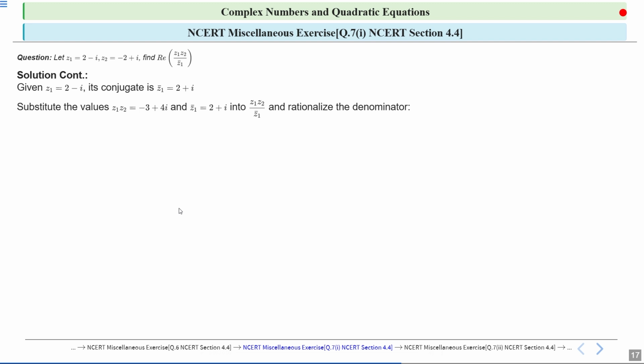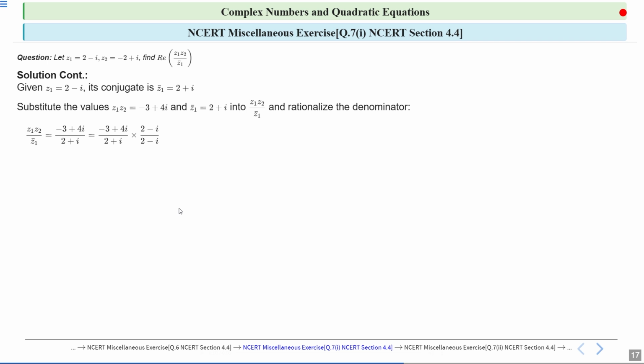Now let's substitute the values we know. So we already have z1 times z2 equals minus 3 plus 4 times iota, and z1 bar equals 2 plus iota, and here we substitute these values into z1 times z2 divided by z1 bar. And rationalize the denominator. To rationalize, we multiply both the numerator and denominator by the conjugate of the denominator, which is 2 minus iota. So we have minus 3 plus 4 times iota over 2 plus iota.